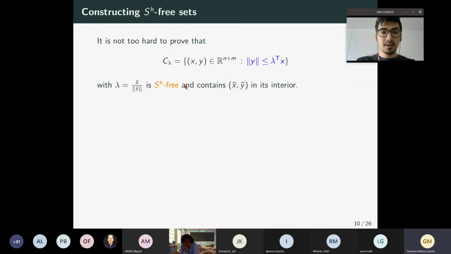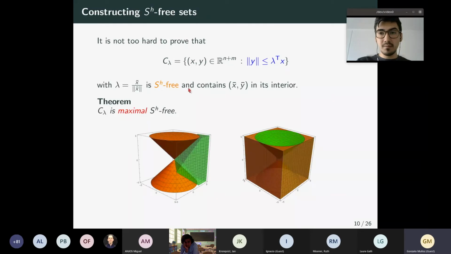So what we show is that if you take a particular lambda here, which is related to the LP solution, this X bar comes from the LP solution, this set is S-free and contains the point that I want in the interior. So it's exactly what I want. And furthermore, using the criterion that I just showed, we can prove that this is maximal S-free.